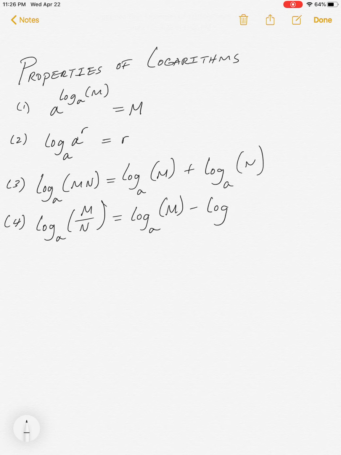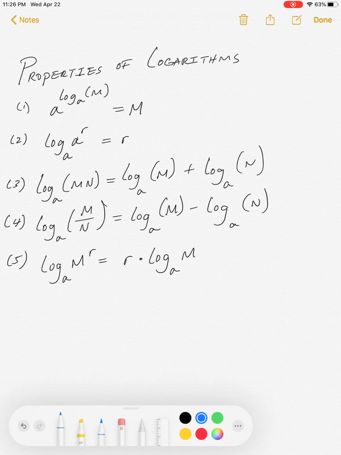Alright. Now, last little property is just taking that power as a factor. Bring the power r out front as a factor. And alright. Now, time for the easy stuff. Examples.